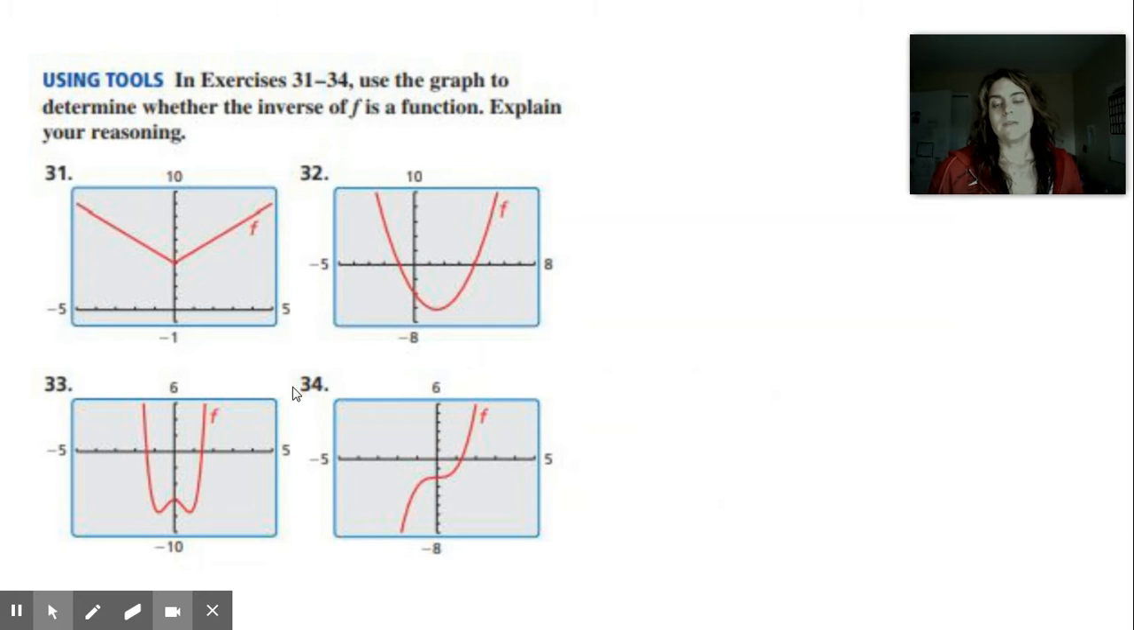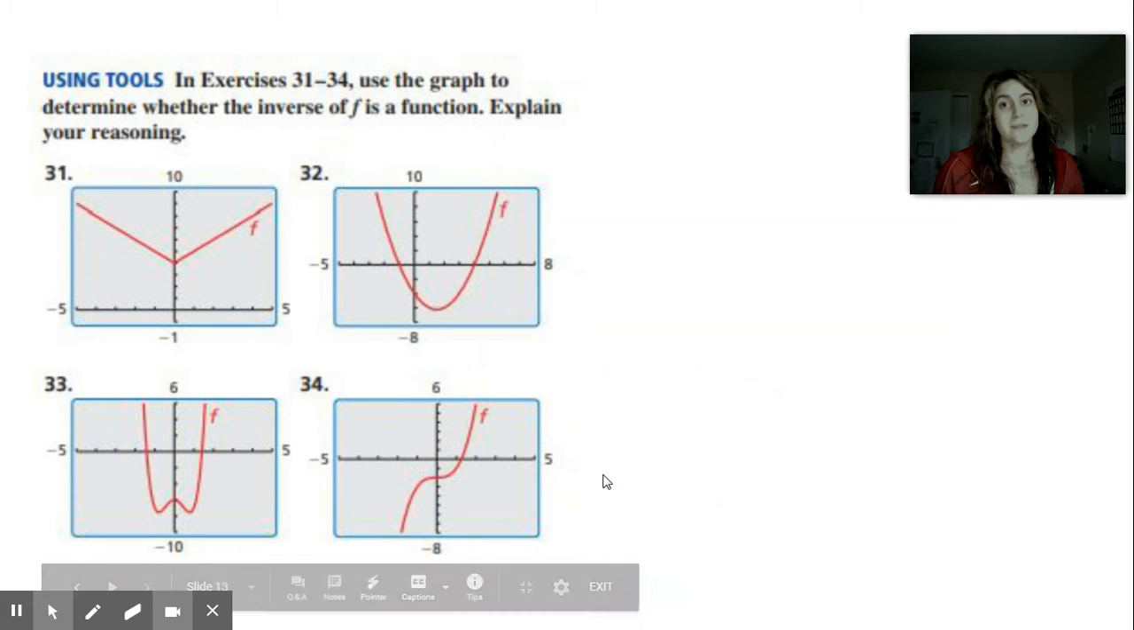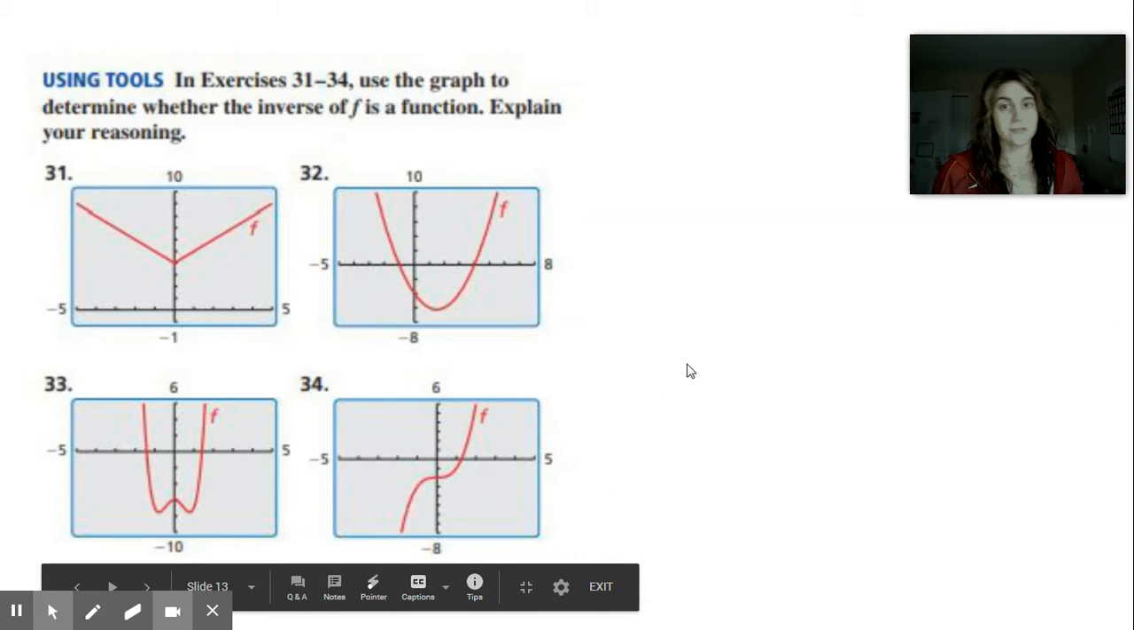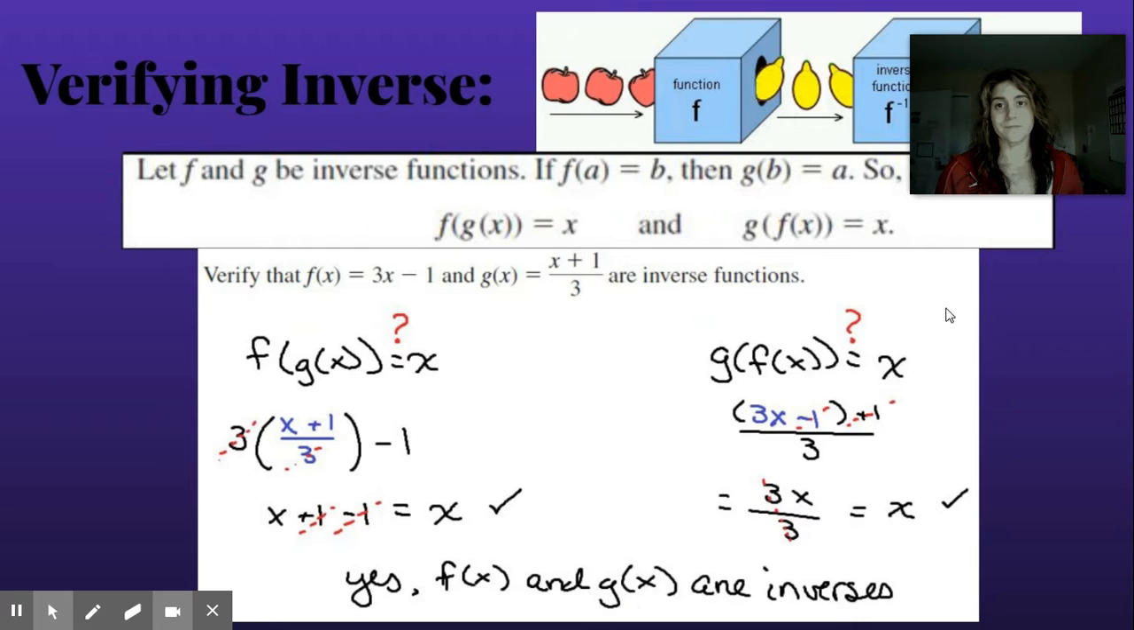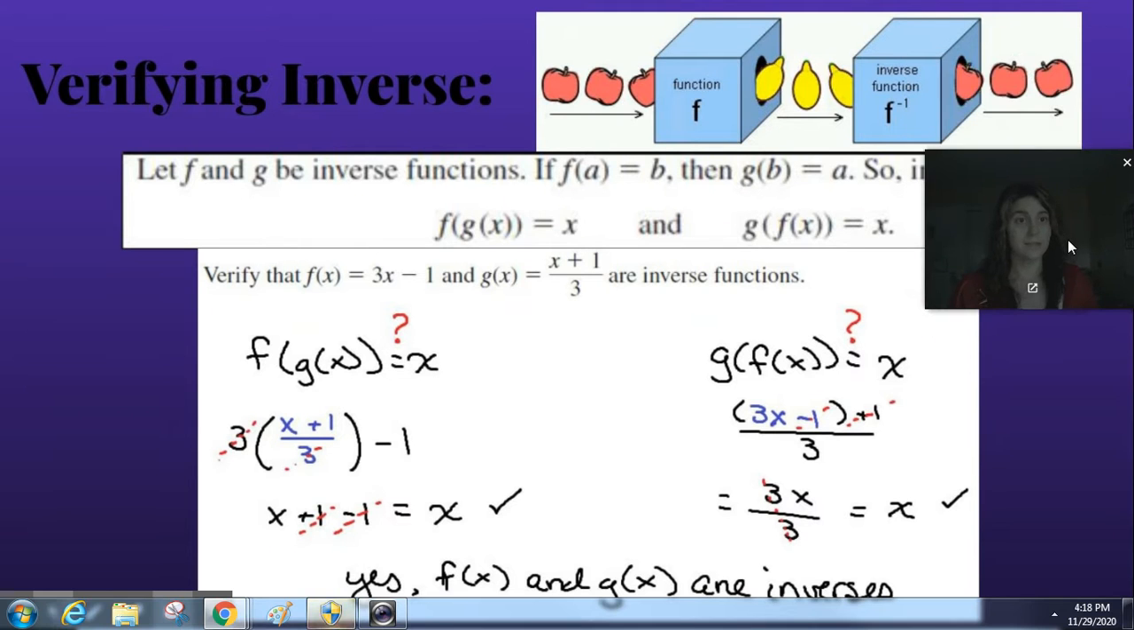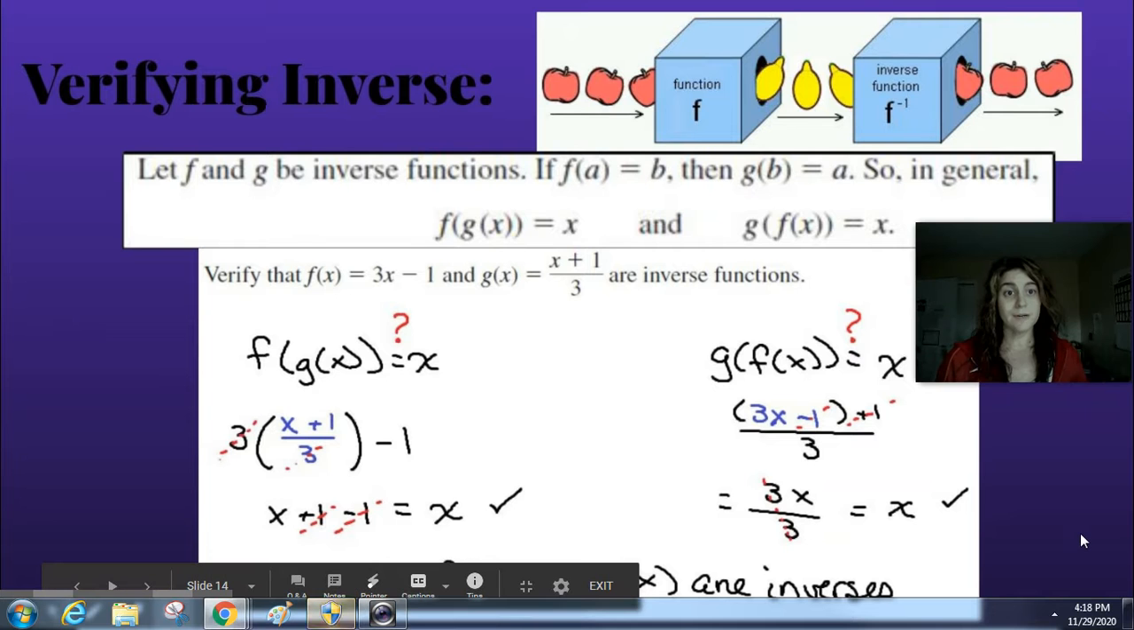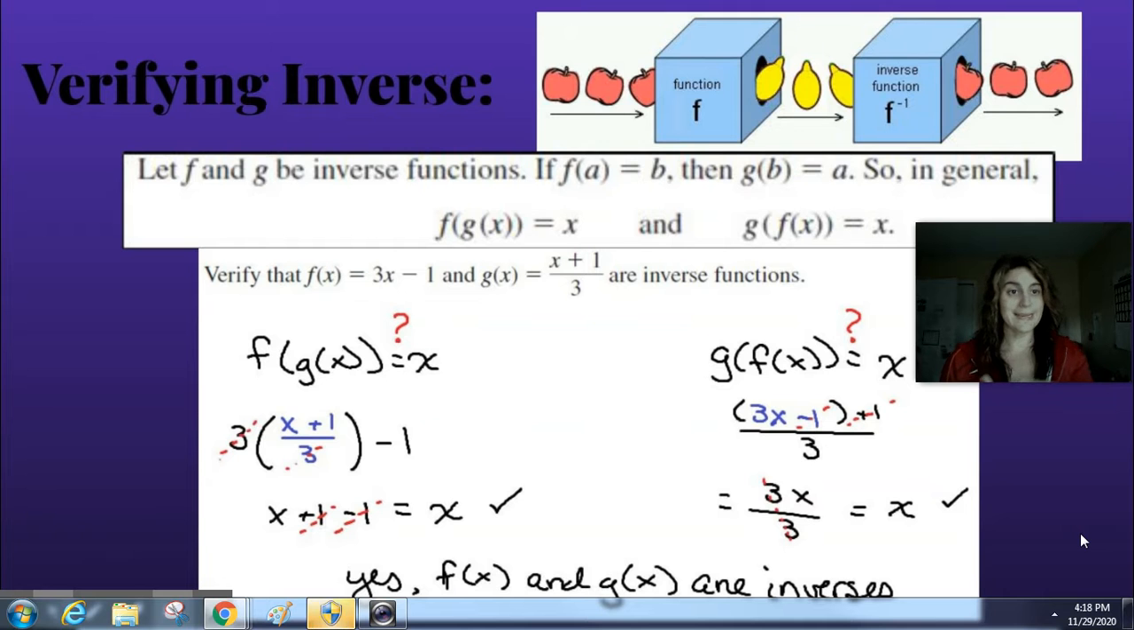Okay, so again, we're going to take a look at some of these graphs and determine, would their inverses be functions? We're not going to actually find them. We're just going to determine, would it be a legit function or not? Okay, and the last thing we're going to take a look at is verifying these functions. So verifying, we're using our composites. If I take the one function and I plug it into the other, do I get x?